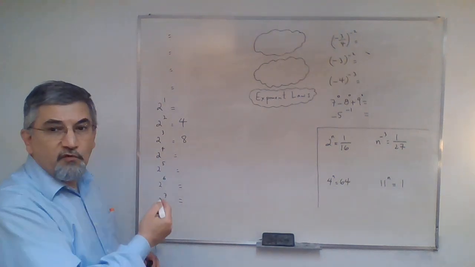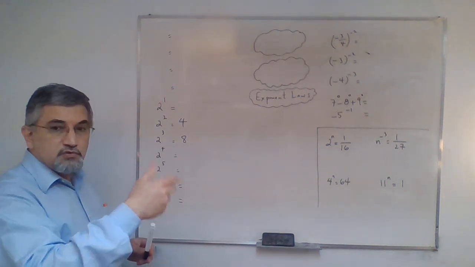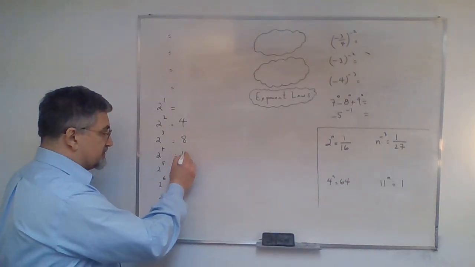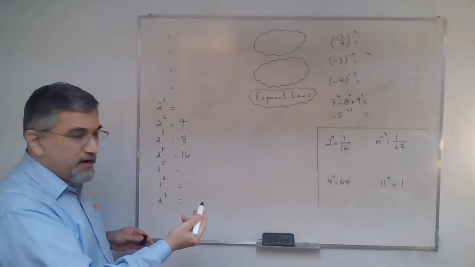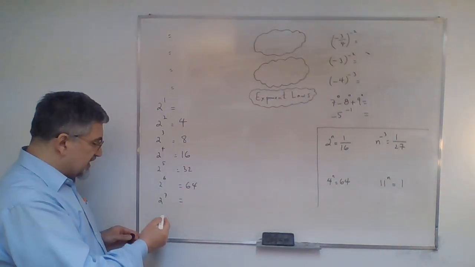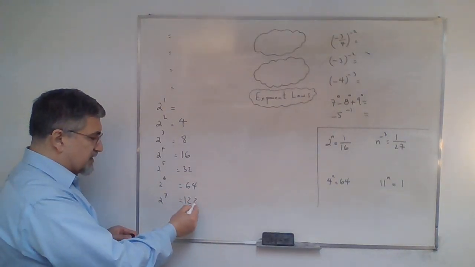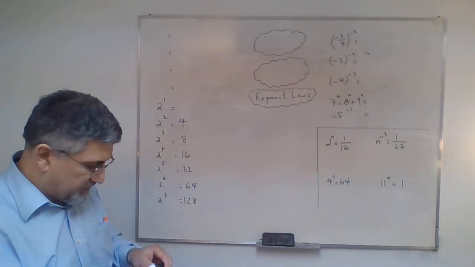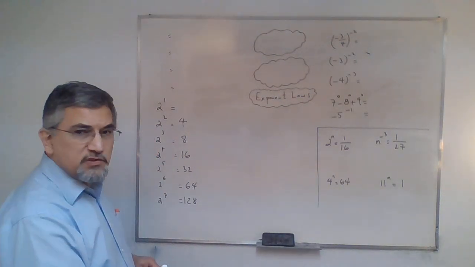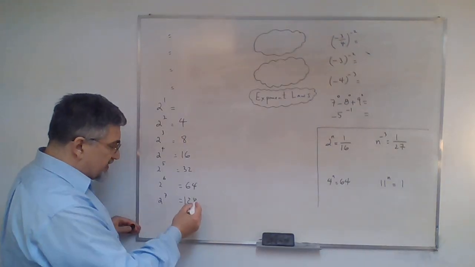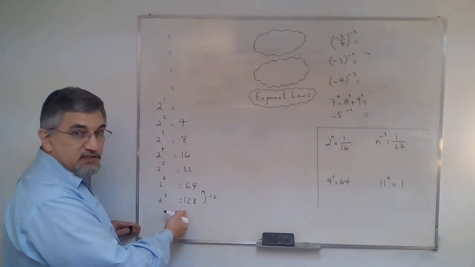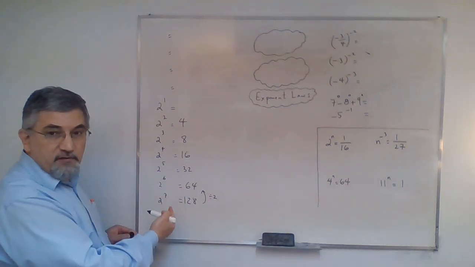2 raised to the exponent of 4 is going to be 2 times 2 times 2 times 2, which is the same as 16. 2 raised to the exponent of 5, obviously 32. 2 to the 6th is 64, needless to say. 2 to the exponent of 7 is 128, and the list goes on and on, just like that. Now, when you look at all these numbers, you may notice some sort of pattern here, and that is if you divide 128 by 2, you get 64, right?